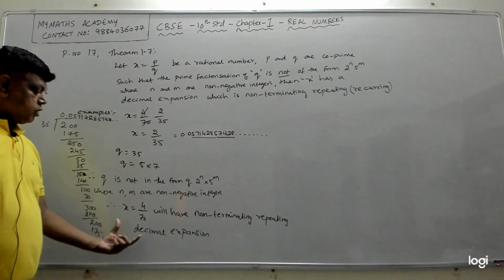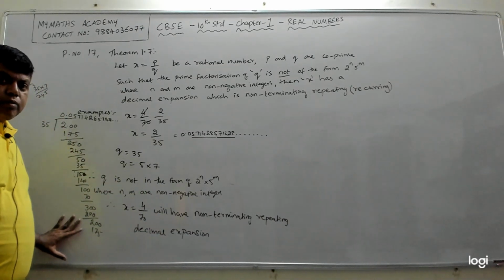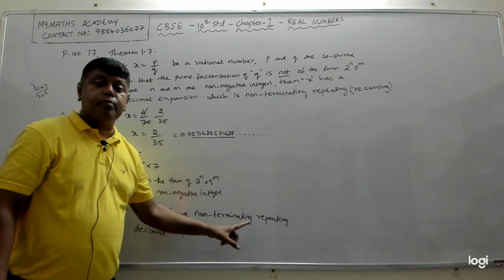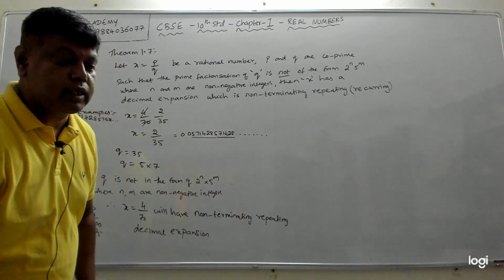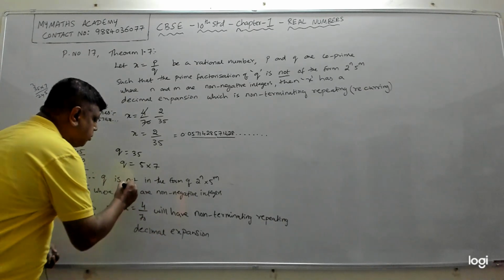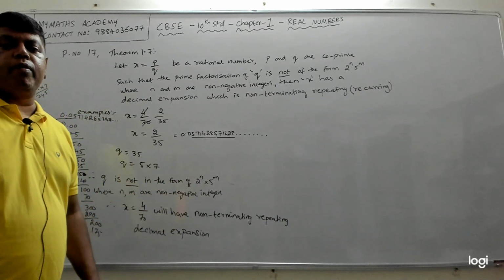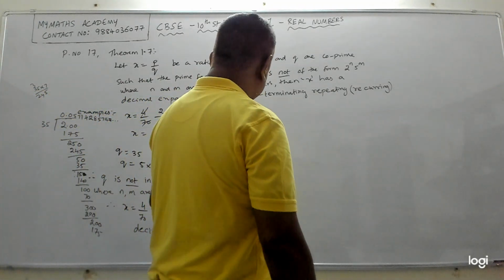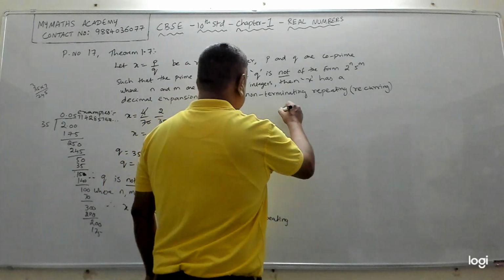Right? So you need not even divide like this. Without even dividing, we can say that it will have a non-terminating but repeating decimal expansion, because q is not in the form of 2 power n into 5 power m. Clear? So let's do one more.